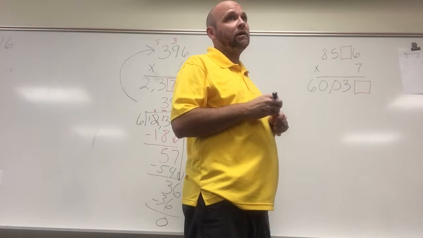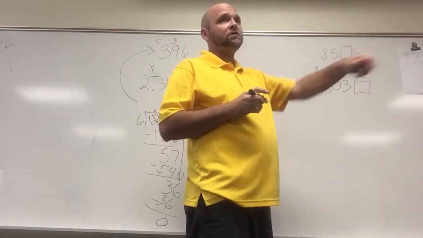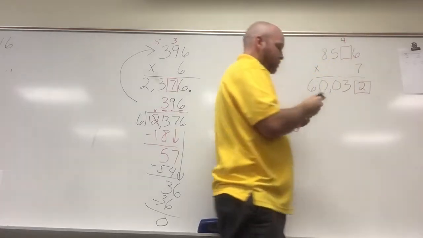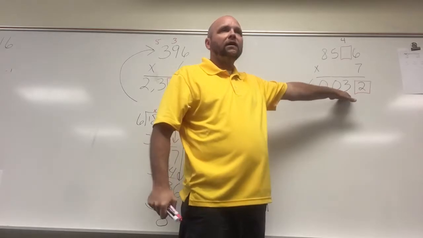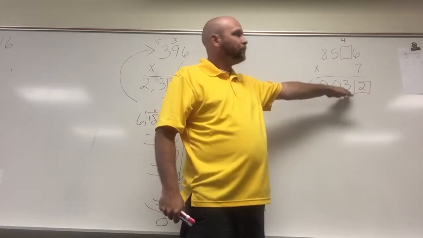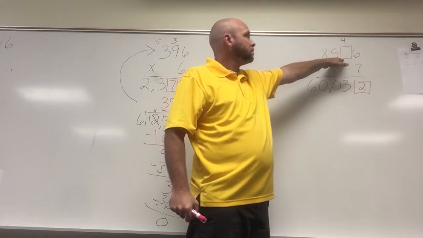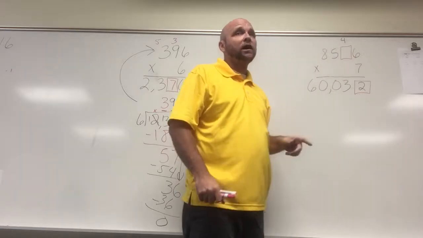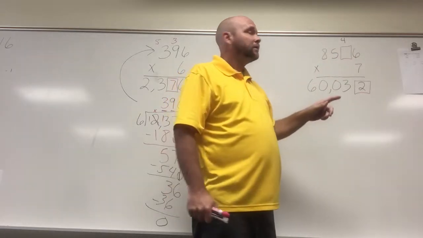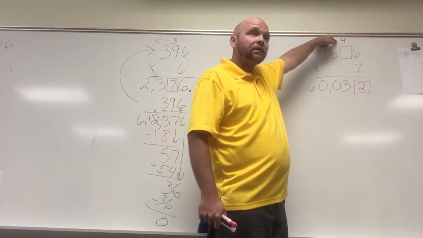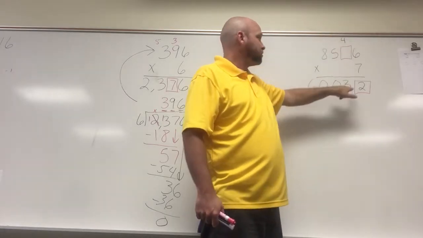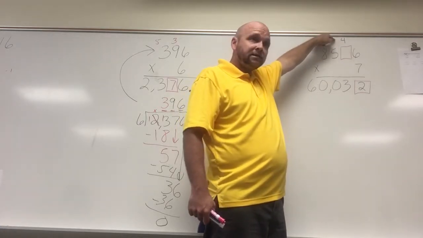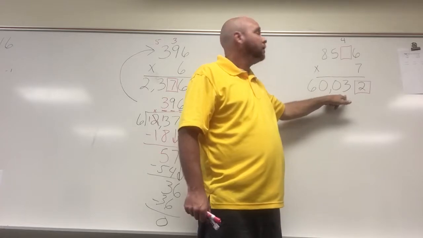All right, so 7 times 6 is going to give us what? Look at the multiplication chart, 42, good. I put a 2 here, and I carry a 4 here. Now I need a 3 in my tens place. So I have to figure out what in this box plus 4 is going to give me a 3. 7 times 1 is 7. 7 plus 4 is 11. So that's not a 3. 7 times 2 is 14 plus 4 is 18. That's not a 3.